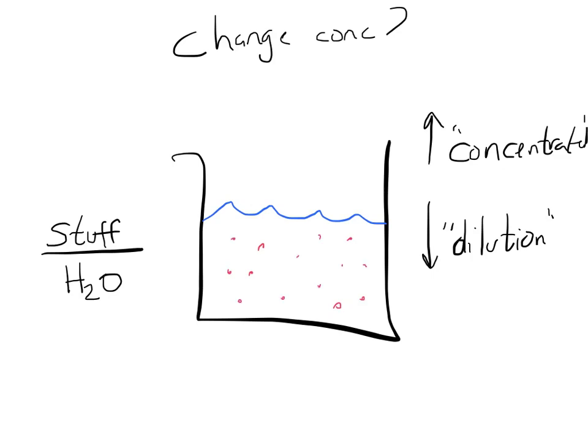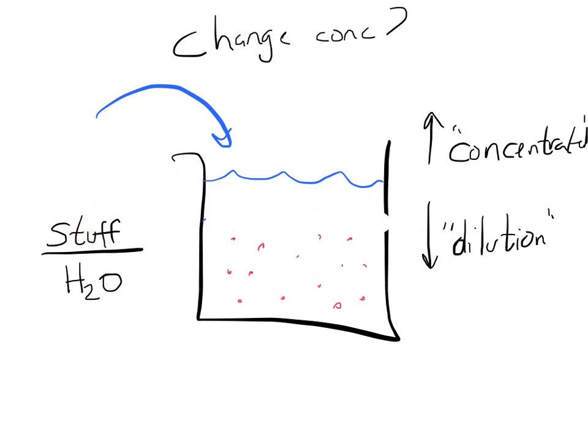Another way that I could change the concentration is if I were to add more water. If I poured more water into this, that would be diluting the solution. All of those little molecules would spread out a little bit more and mix in throughout here. So we'd be increasing the water, but we wouldn't be increasing the amount of stuff. And so that's going to create a more diluted solution.